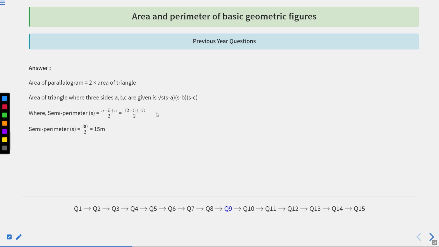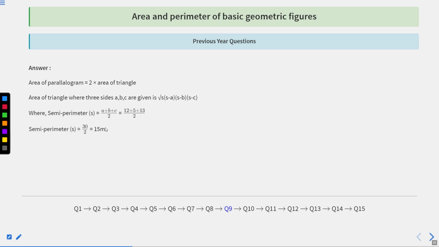So first of all, to use the Heron's formula, we need semi-perimeter, the value of S. So S is equal to a plus b plus c upon 2, equal to 12 plus 5 plus 13 upon 2. So 15, that is semi-perimeter for you.